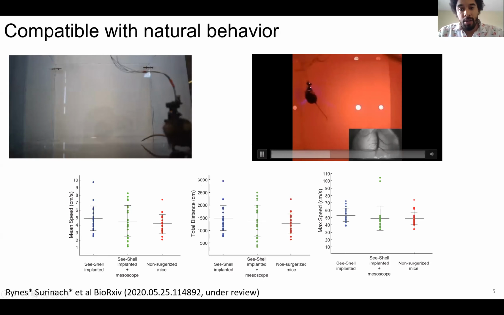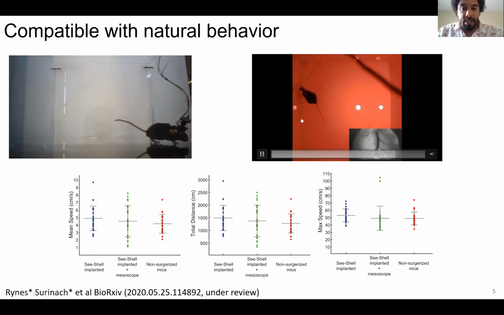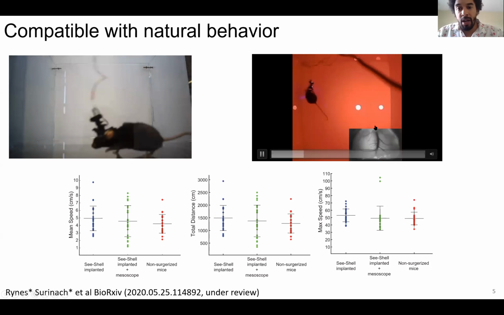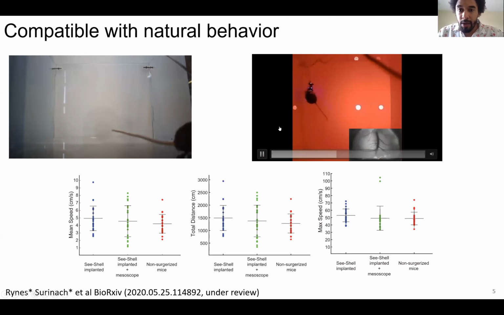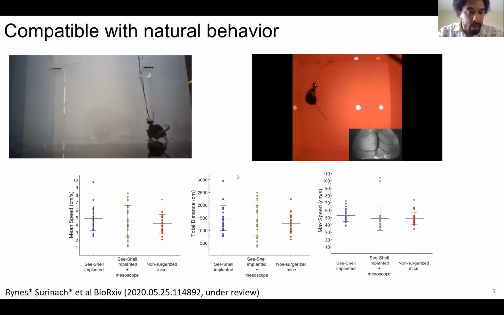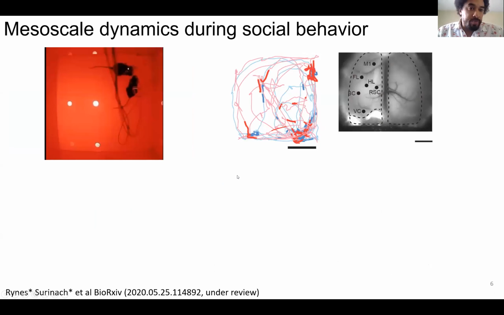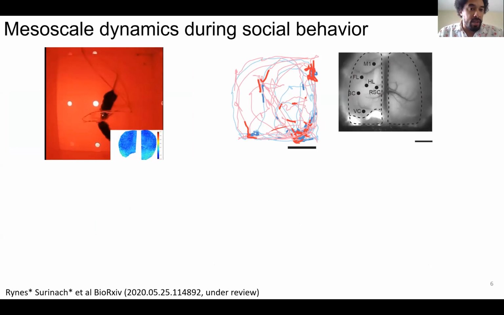Also note that the mouse is moving around quite a lot, which can affect the imaging plane. So we are able to show that the imaging plane is stable enough to reconstruct the calcium imaging using motion correction algorithms, as shown in the video on the right here. Given this, we are able to perform what we believe are some of the first ever mesoscale maps of activity during social behavior in mice.